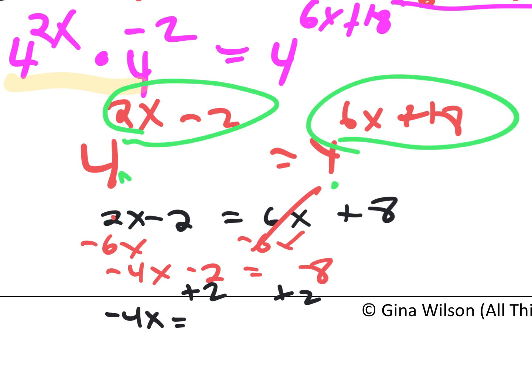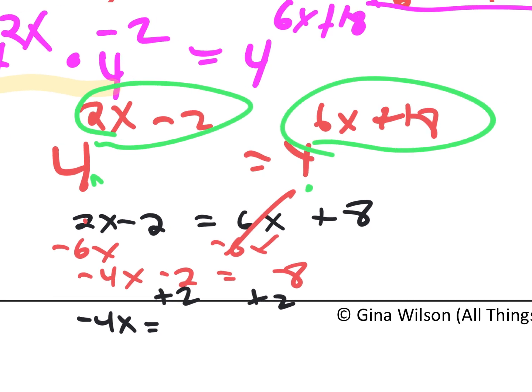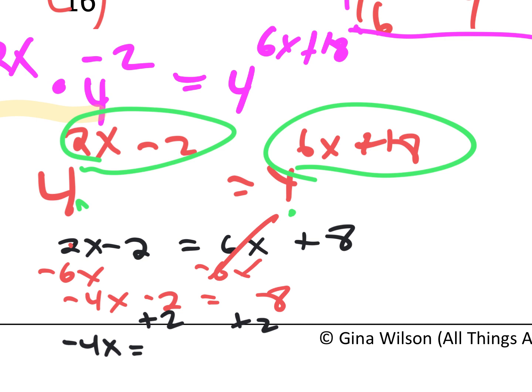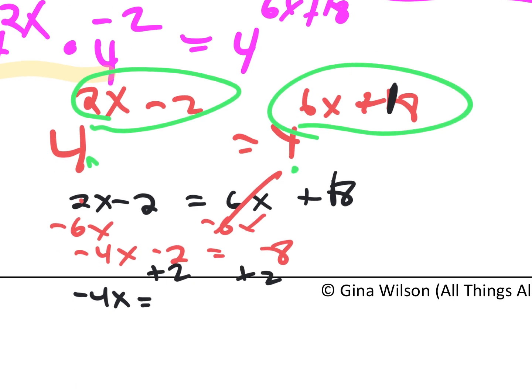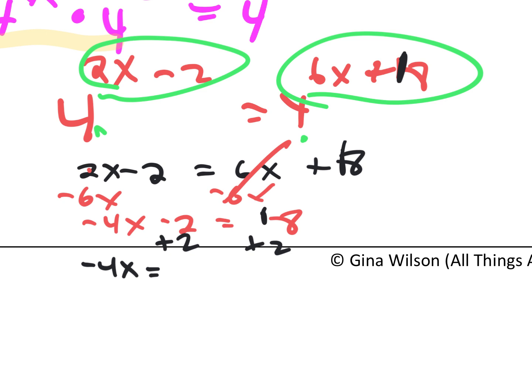Isn't it supposed to be 18? It was 18. Yeah, I see it. 18, 18. Thank you for saving our bacon. So it's going to be 18. Okay. Negative 4x equals to 18 plus 2.